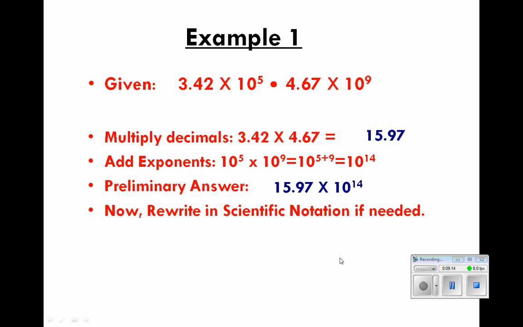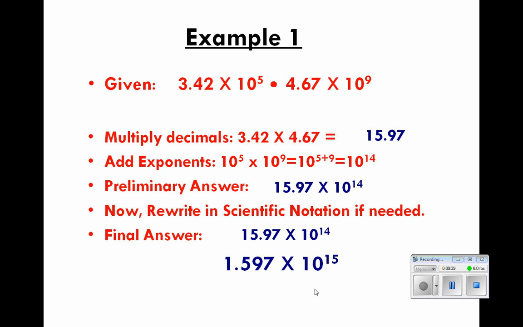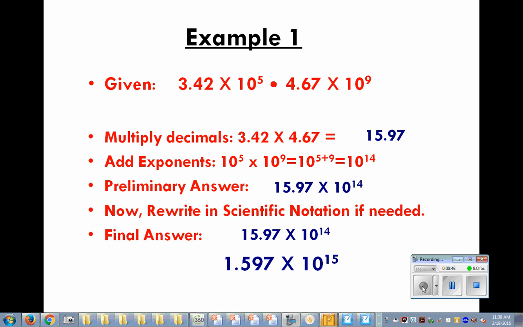Now, this is our preliminary answer, but this is not in scientific notation. Okay? So I have to move my point between 1 and 5. So I have to move my point to the left once. So we move to the left once, we have to add 1 to our 14. So your final answer will be 1.597 times 10 raised to 15.